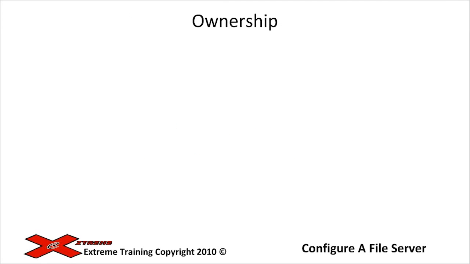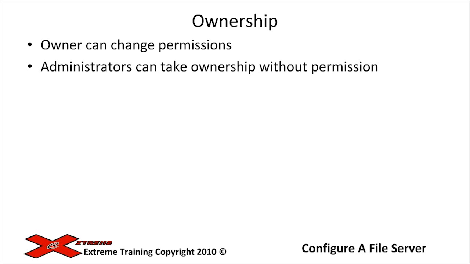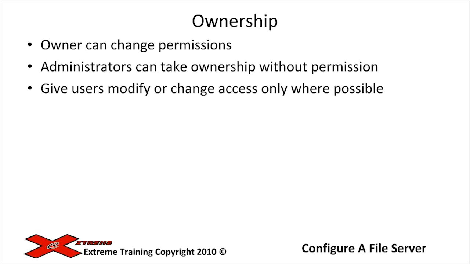To accommodate this, Windows allows the owner to change permissions. The owner is determined by who originally created the file or folder. Having said this, administrators can take ownership without requiring permissions. Once the administrator takes ownership, they can always assign whatever permissions to the file that they wish. Since the owner can change permissions on a file, it is always a good idea to give users modify or change access where possible. This prevents the user from being able to change the permissions on the file and locking themselves out of the file, or locking the administrator out.